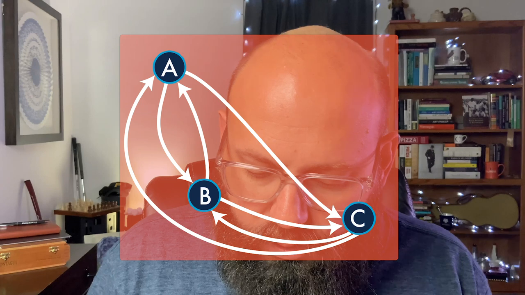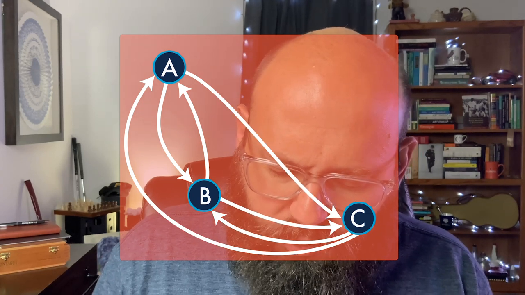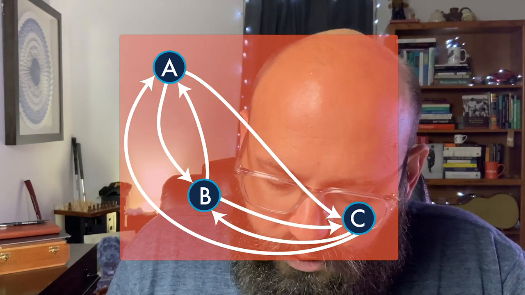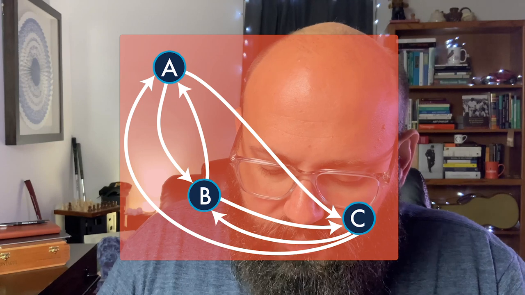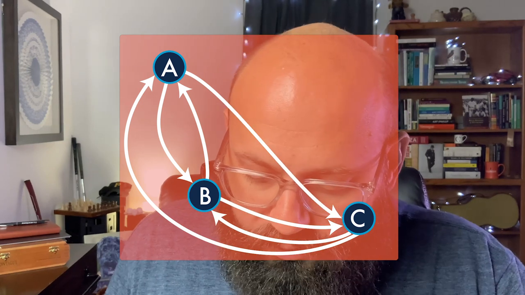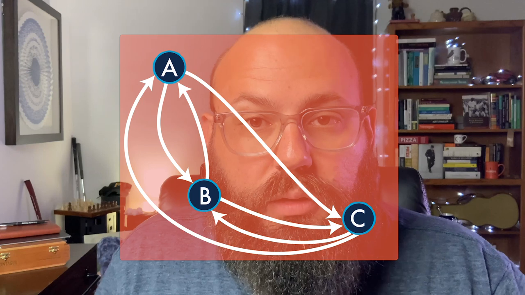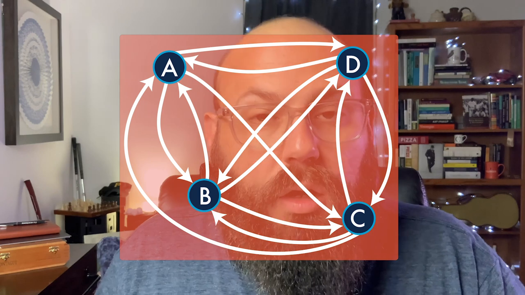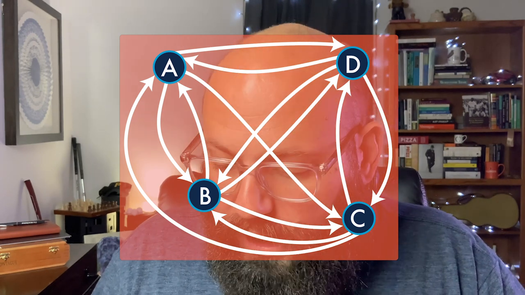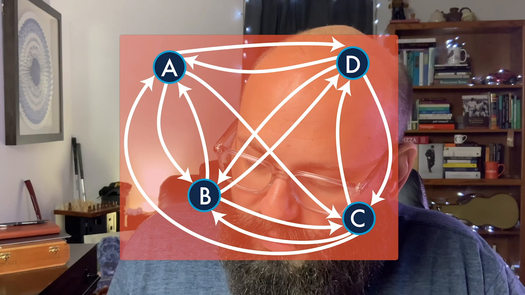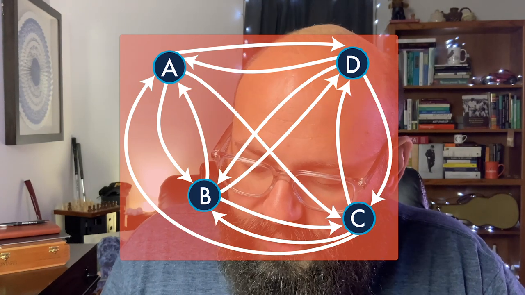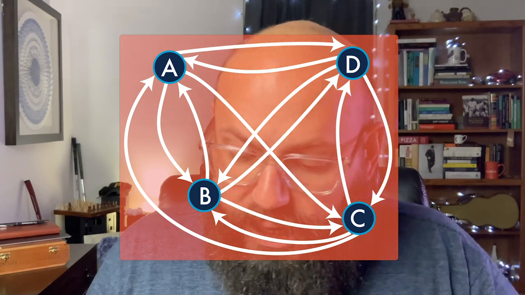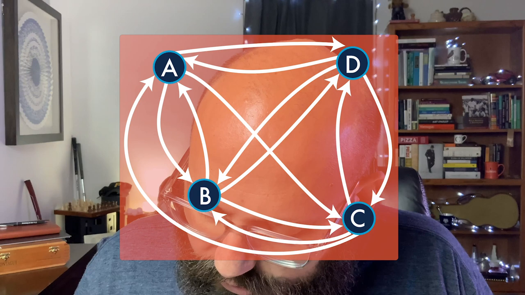With three alternatives, I should actually label these so I don't say stupid things. There's A to B, B to A, A to C, C to A, B to C, C to B. So now there's six possible arrows. Let's say there's four alternatives: A, B, C, D. Well, there's A to B, B to A, B to D, D to B, C to D, D to C, A to C, C to A, B to C, C to B, A to D, D to A. So that's 2, 4, 6, 8, 10, 12.